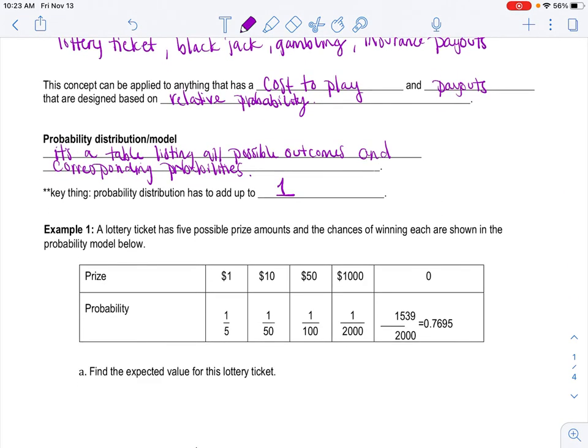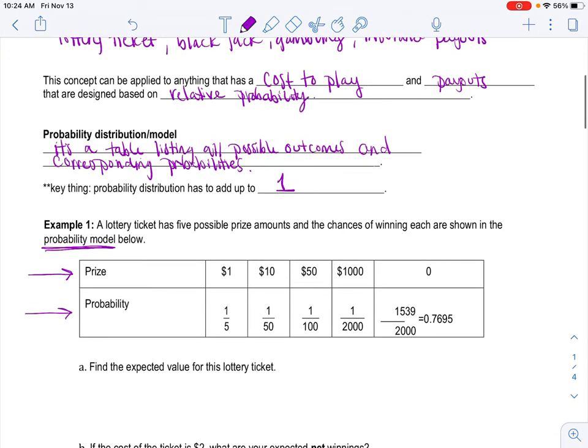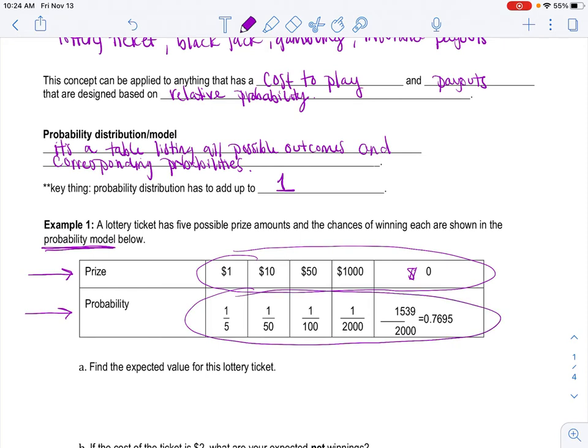Here is a probability model, okay? I'm listing all the possible outcomes and their corresponding probabilities. And this is a lottery ticket, let's say it's like a scratch off. These are your only possible outcomes on this lottery ticket, okay? So there is no $5. It's just $1, $10, $50, $1,000, or you get nothing. And here are all the probabilities of winning that.